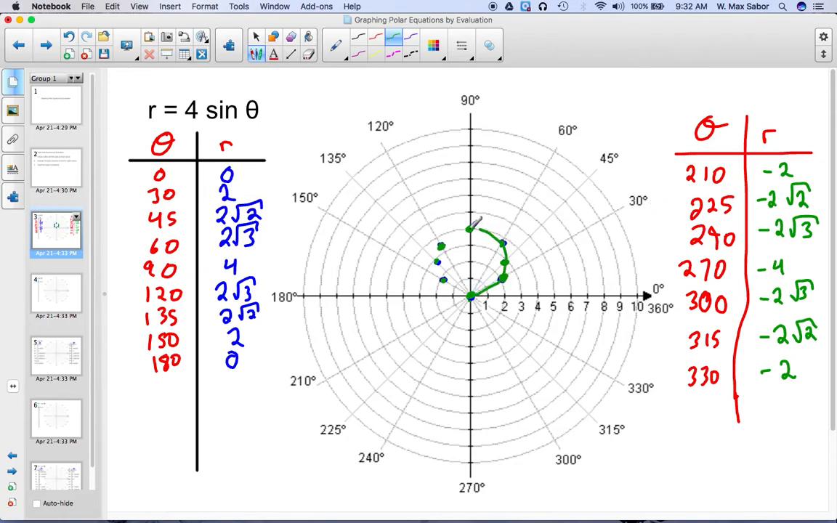So here is the graph, and that should look like a circle to you. So this is, in fact, the equation of a circle with radius 2, centered at 2, 90 degrees.